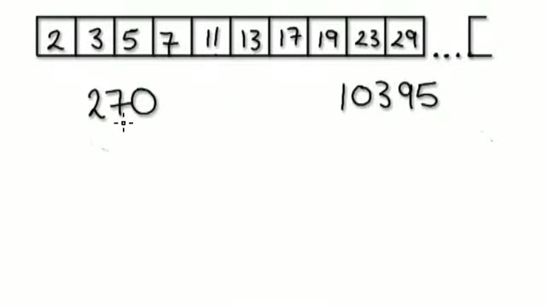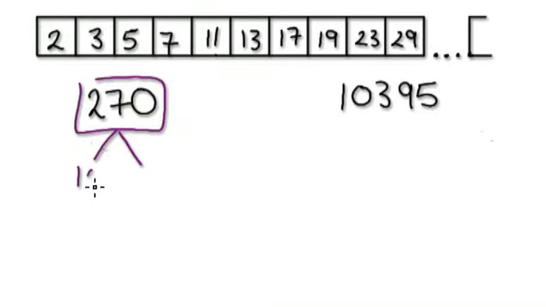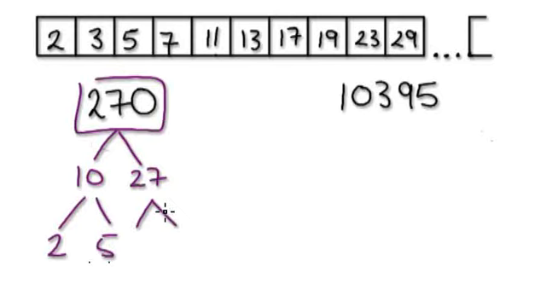Okay, so let's try and express this as a product of primes. Let's try and break it up here. I could use a 2, but I'm going to use a 10. I just have a feeling 10 is better. So we can break up a 10 as a 2 and a 5. Now 27, that appears in one of the tables, so it should be 3 times 9. 3 times 9 is 27.